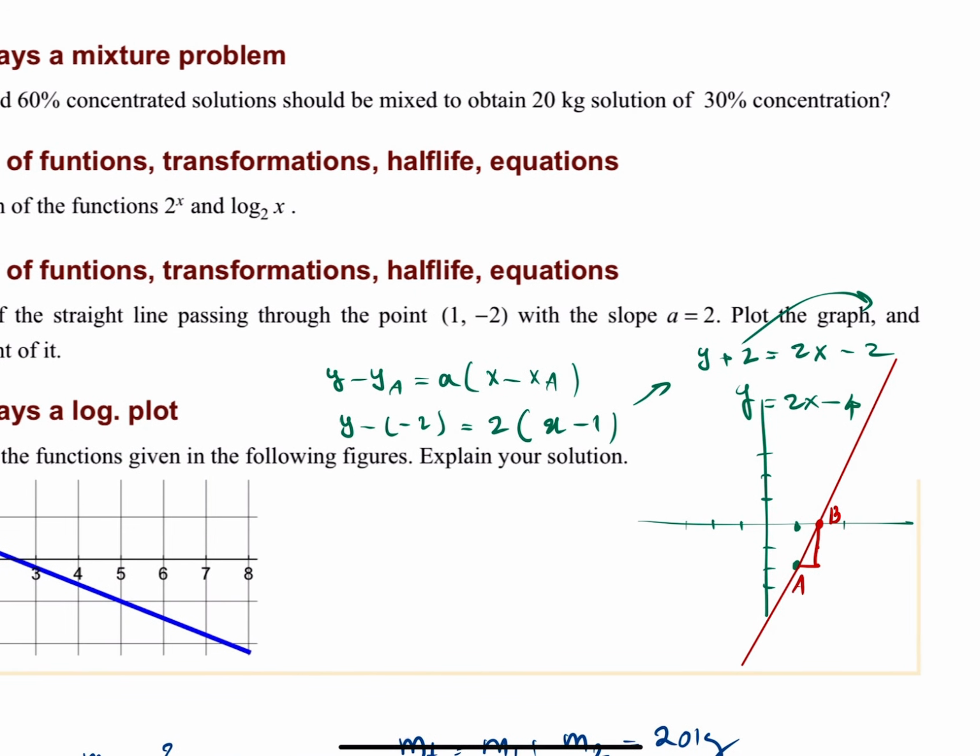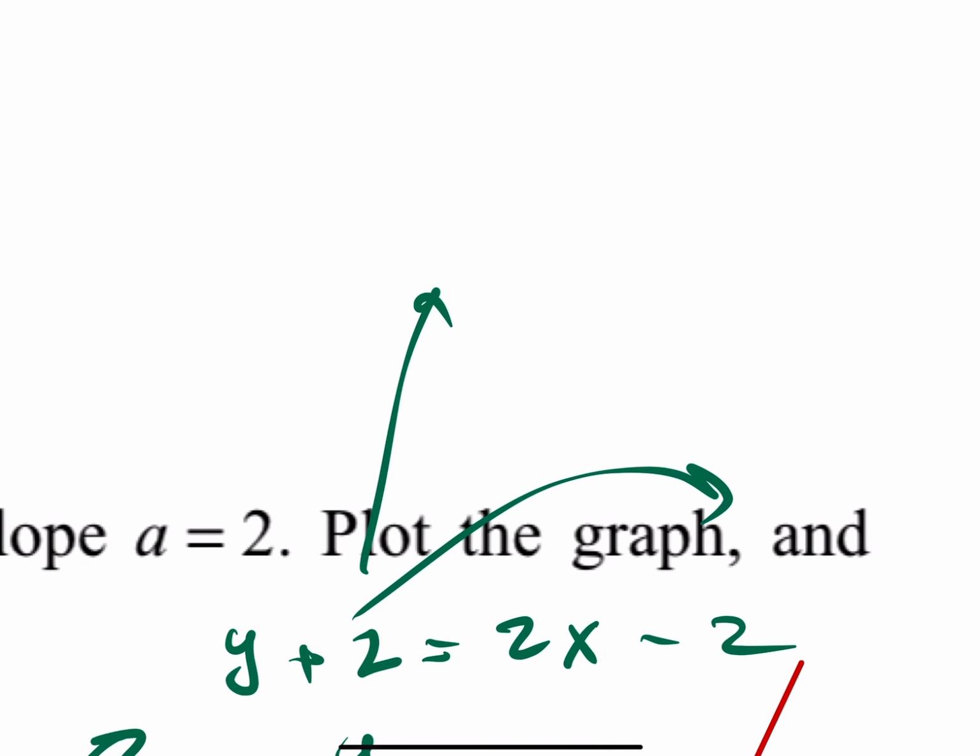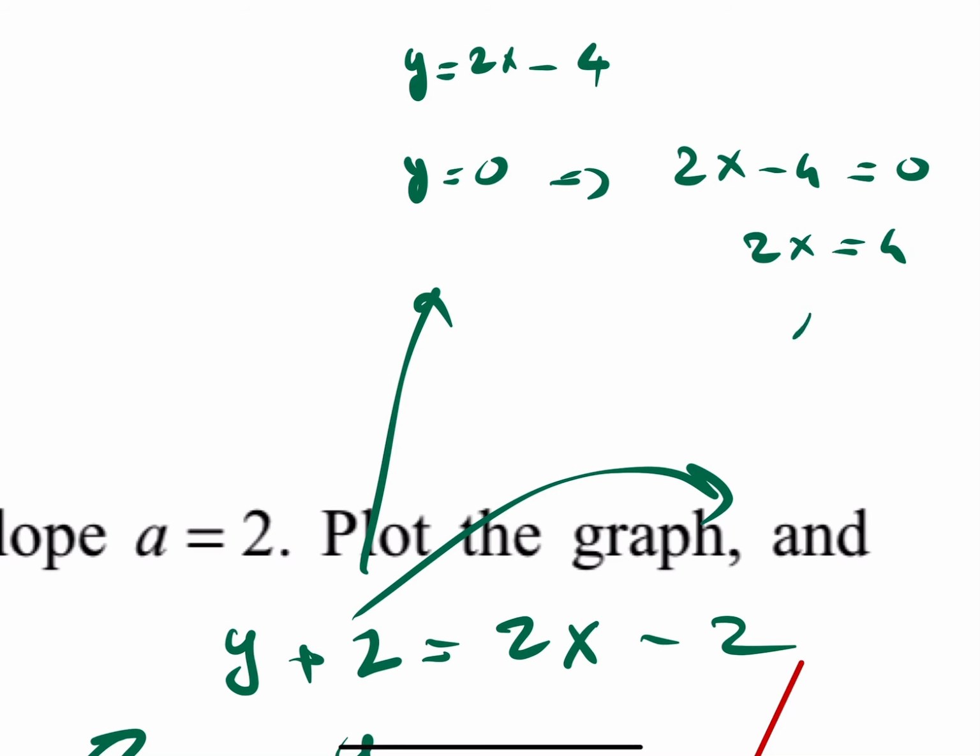What is the zero point? How can I calculate the zero point? Because I know the equation, y equals 2x minus 4, I can find the zero point very easily. One of the zero points is when y is equal to 0. It will be 2x minus 4 equals 0, 2x equals 4, x equals 4 divided by 2, which is 2.